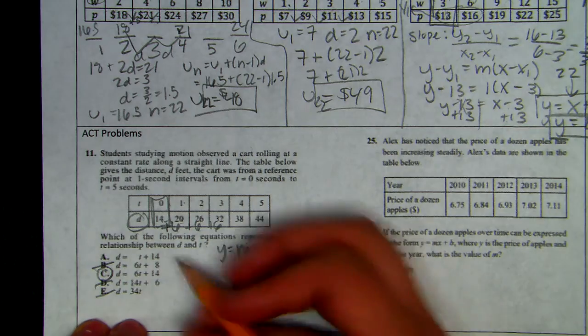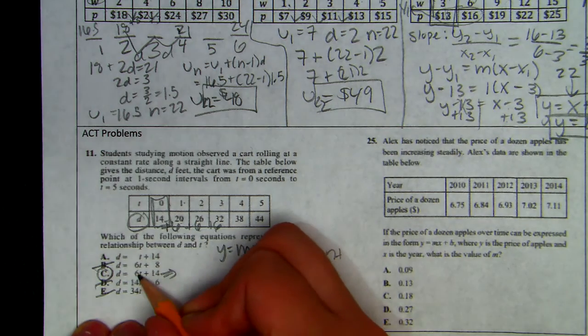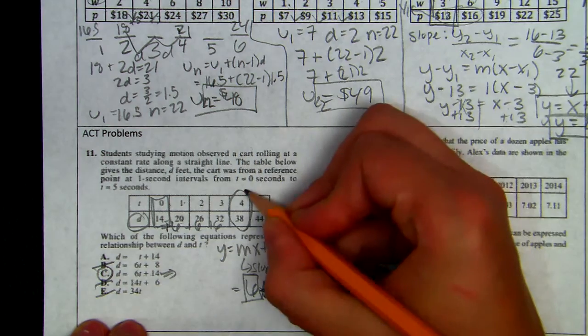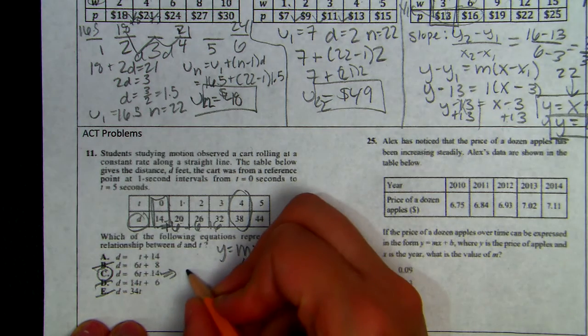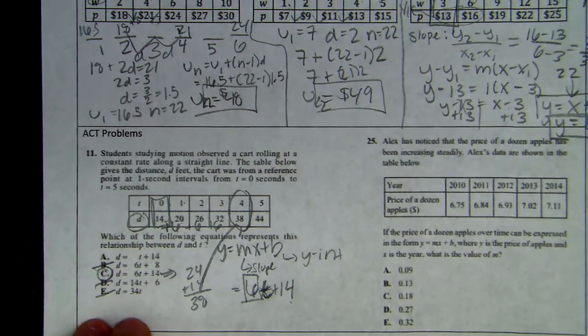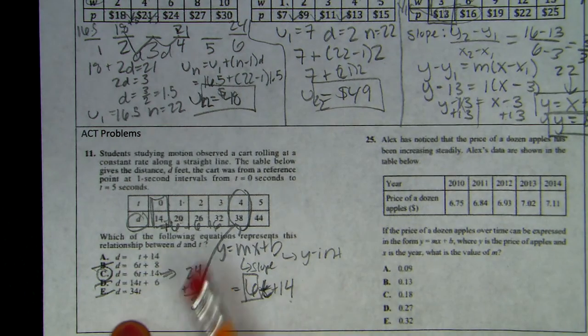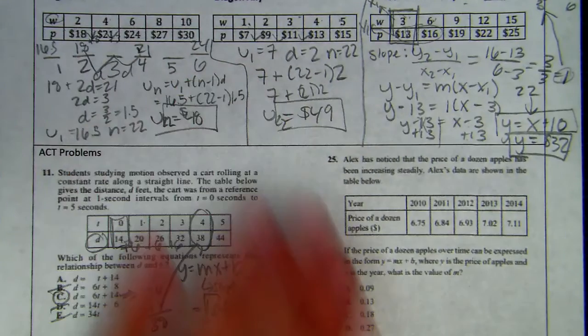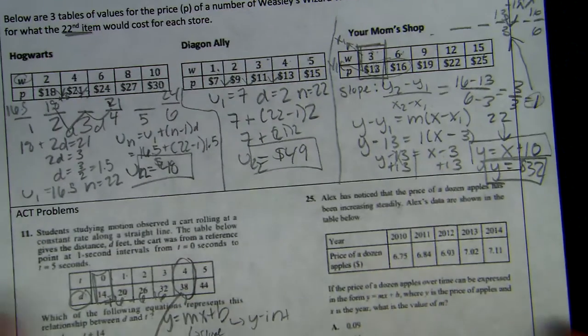Let's test this just to see if it works. I have d equals 6t plus 14. Let's use t equals 4. 6 times 4 is 24, plus 14 is 38. And that's exactly what I wanted, so I know that I chose the right answer. So 11 is C.